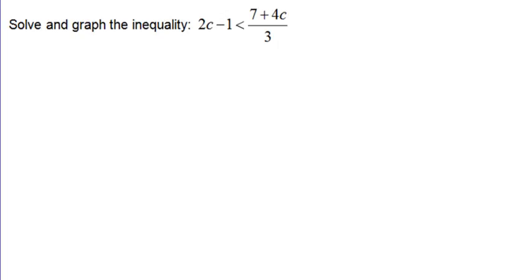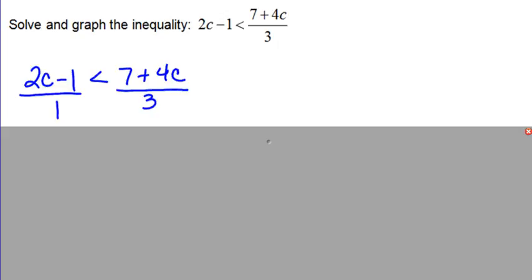Solve and graph the inequality 2c minus 1 is less than the quantity 7 plus 4c divided by 3. So in order to solve the inequality for c, we're going to have to undo the steps. Since we have our right-hand side written as a fraction, we can write the left-hand side as a fraction over 1. And we have to get to c.